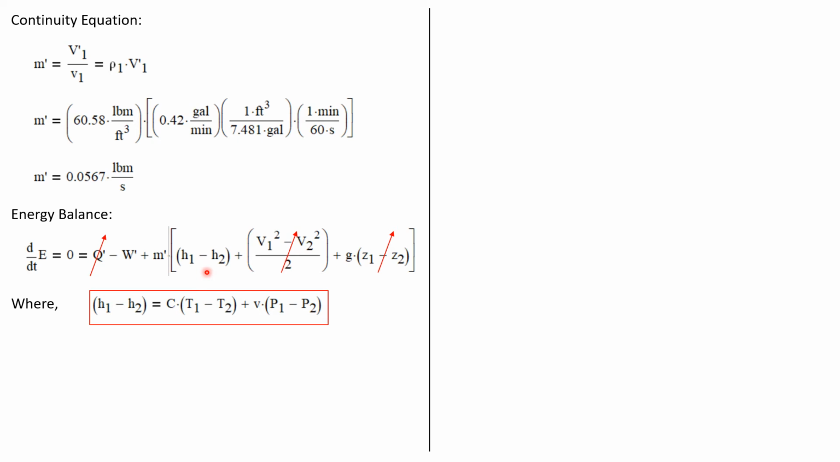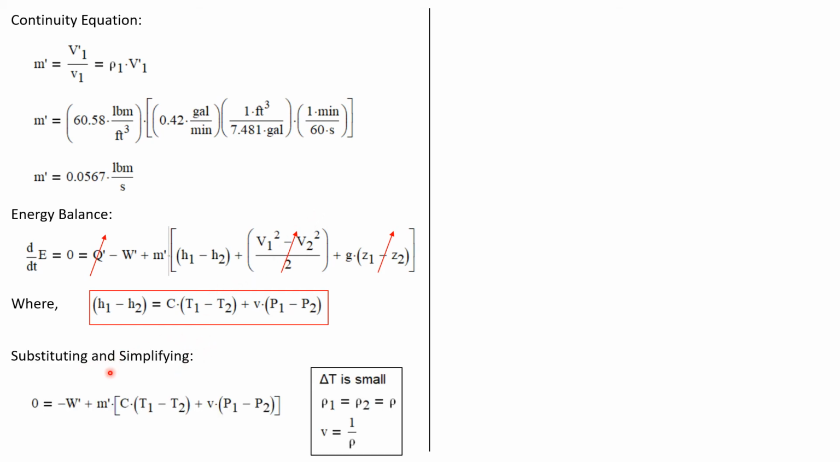Well, what is delta H? We explored this in a previous pump problem. Anytime we're dealing with subcooled liquids, we can say that H1 minus H2 is the specific heat of the liquid, which is a constant, times T1 minus T2. And we're going to add to that the specific volume times P1 minus P2.